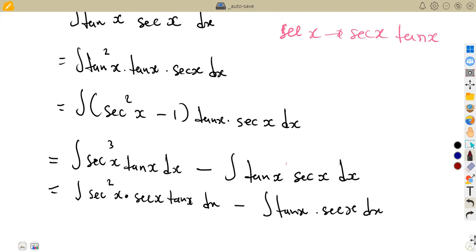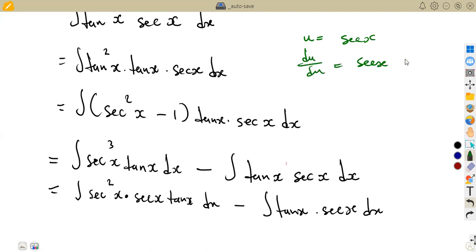So if we let u to be sec x, like what I said, that we can differentiate sec and it can give us a magic later on. That means du dx is going to be sec x tan x, whereby if we make dx the subject, we are going to have dx equals du over sec x tan x.